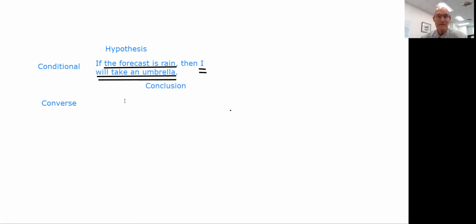Now the converse statement takes the conditional and reverses the statements. So the converse would be if I take an umbrella, then the forecast is rain. Okay, now what you'll find is the conditional and something down here, which we'll call the contrapositive, are similar, and the converse and the inverse are similar.